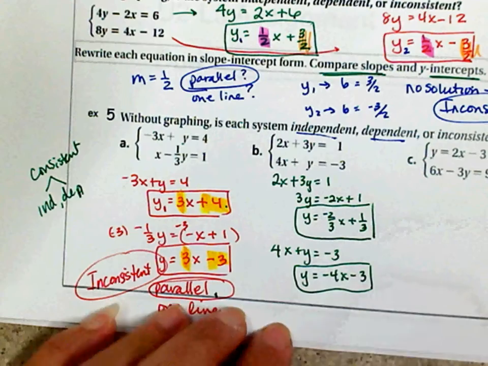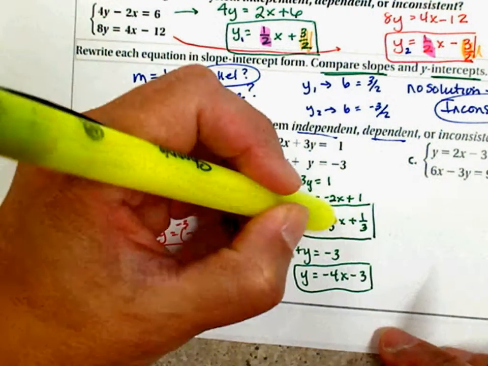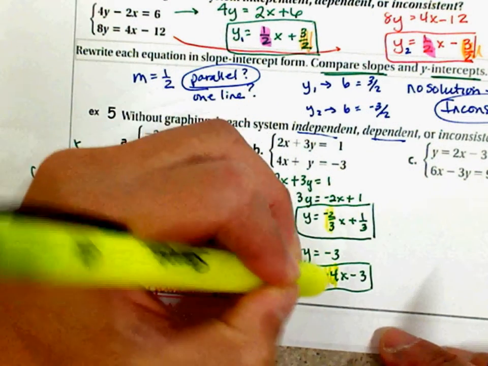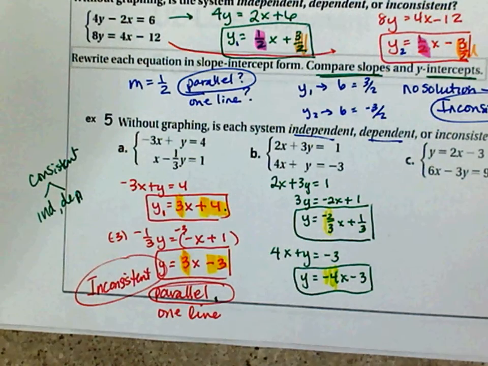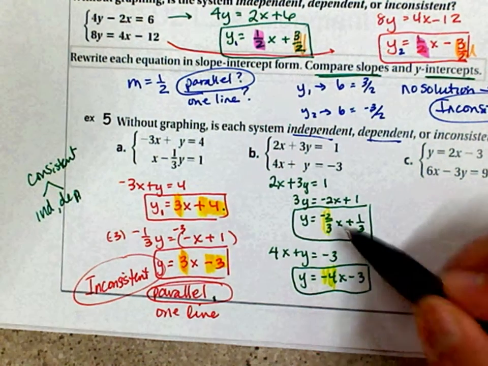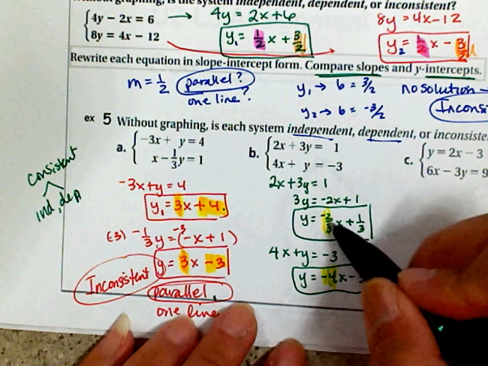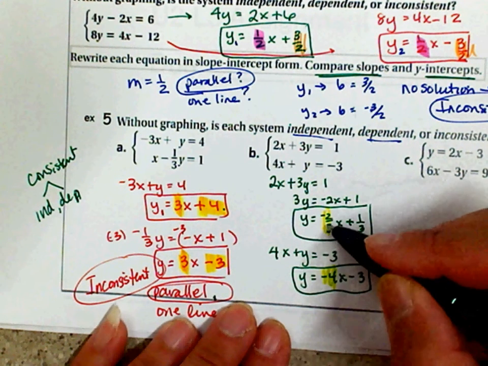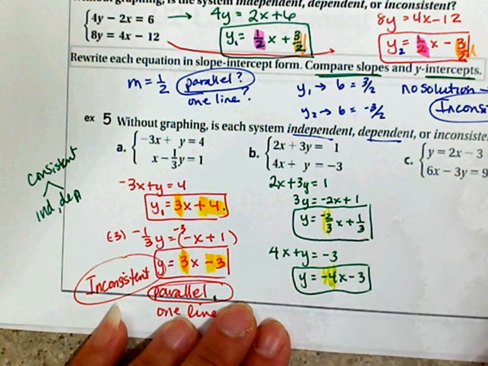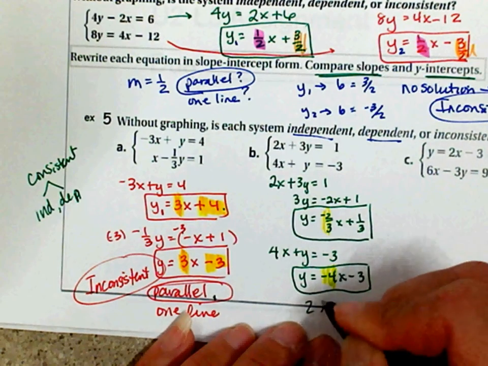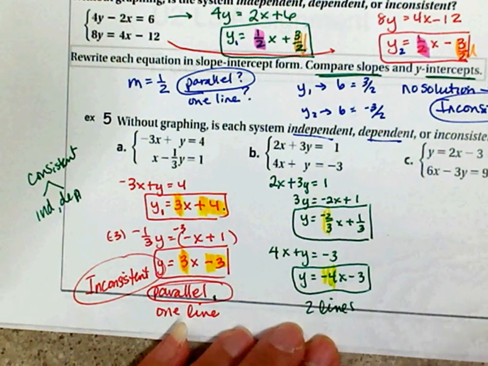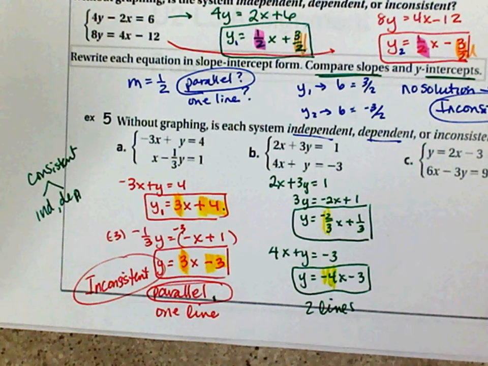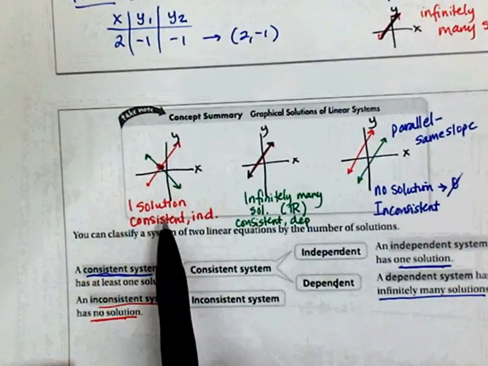Now let's take a look at this one. Is our slope even the same? If your slope's not the same, it is never going to be parallel. You have to have the same slope for it to be parallel. Since the slopes are not the same, you know they're going to cross. So this one means you have two lines and they're going to intersect. And if they intersect, it's going to look like this one right here.